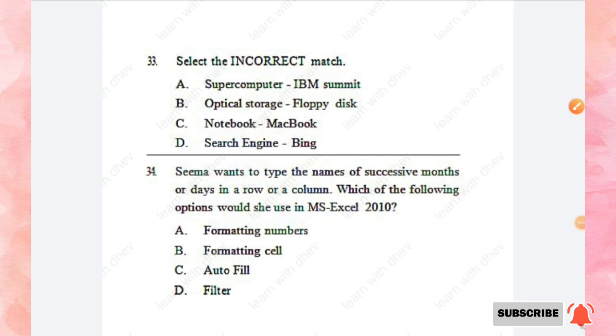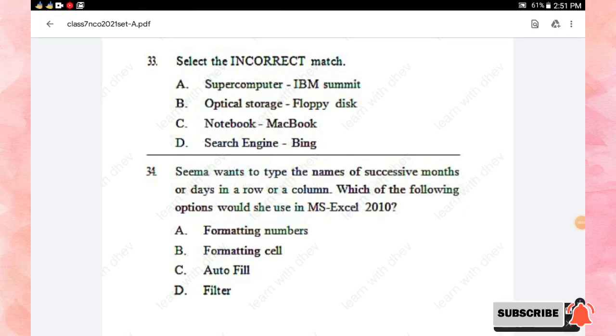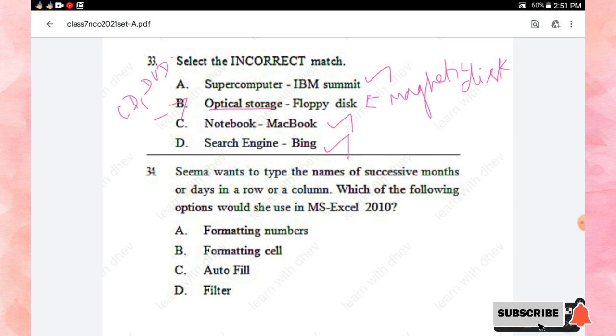Question number 33. Select the incorrect match. Supercomputer: IBM Summit is the example for a supercomputer. Then optical storage, floppy disk. Floppy disk is a magnetic disk storage device. Whereas examples of optical storage are CD-ROM, CD and DVD. Flash drives are also storage devices. Then MacBook is an example of notebook and Bing is one example of a search engine. So which is the incorrect match over here? It's option B.